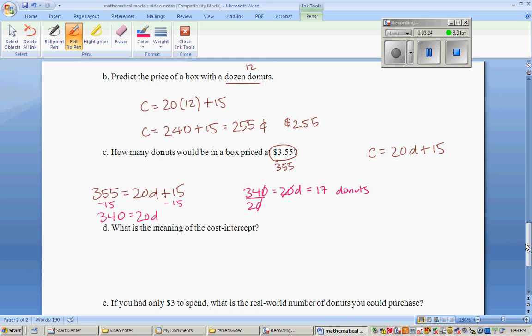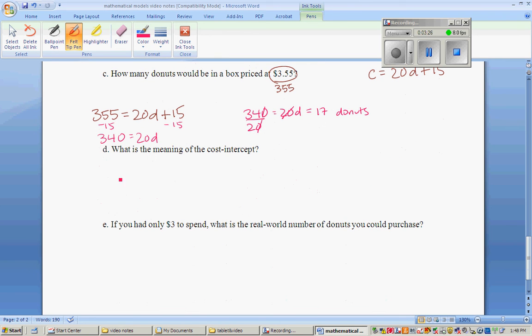So when it asks us what's the meaning of the cost intercept, remember, cost is on this side, so they're asking us what does the y-intercept mean. This is donuts. And they're saying 15 cents. Well, it means that before you even buy any donuts, straight off the bat, they're going to charge you 15 cents. So you are starting your price from there.